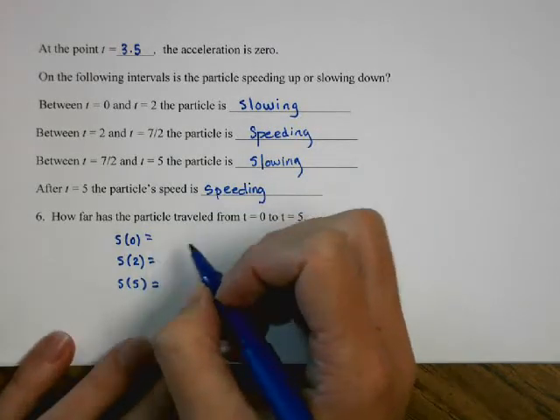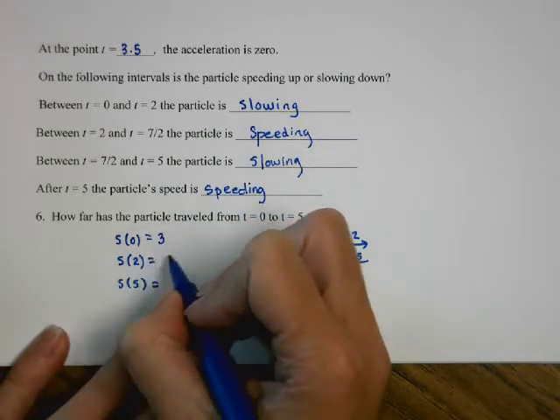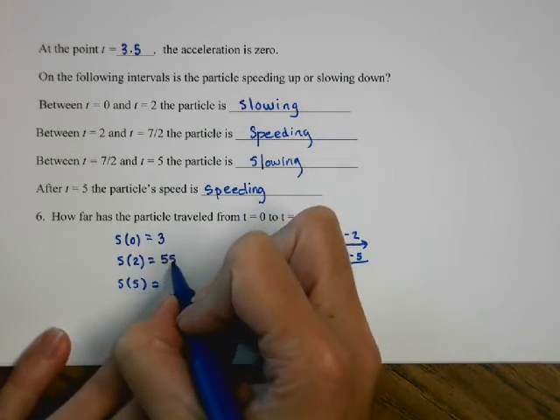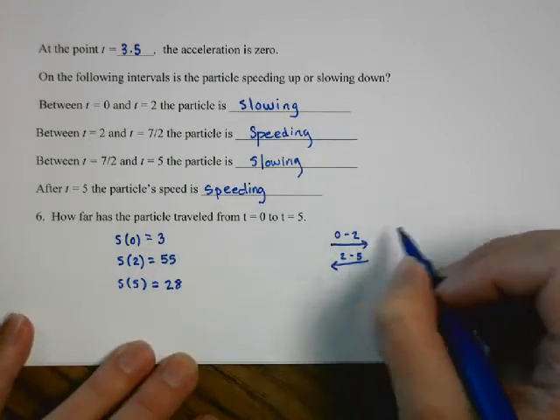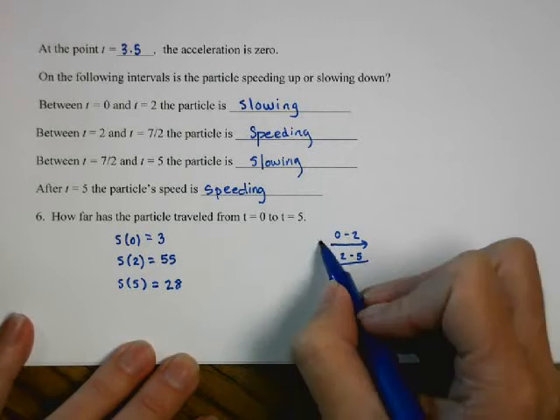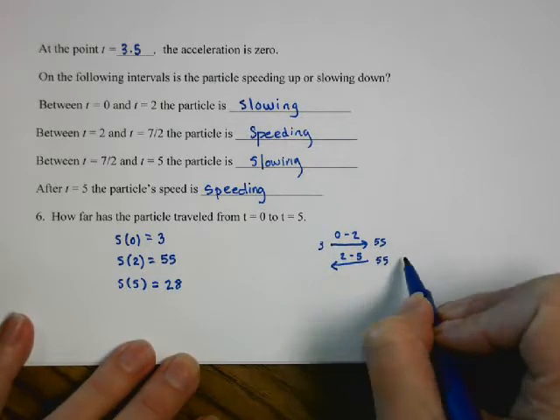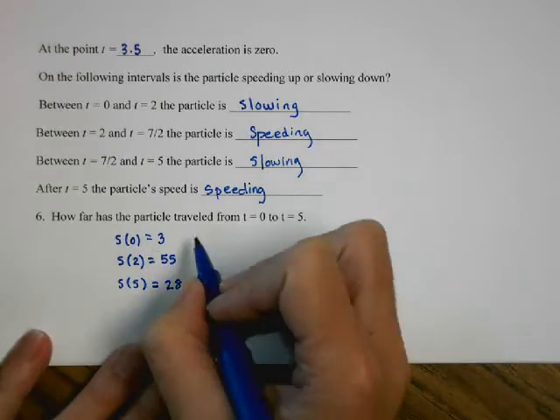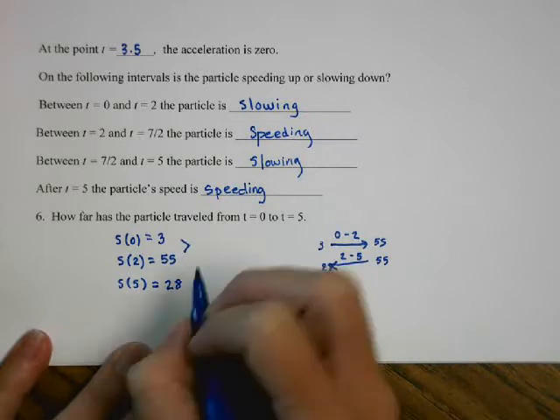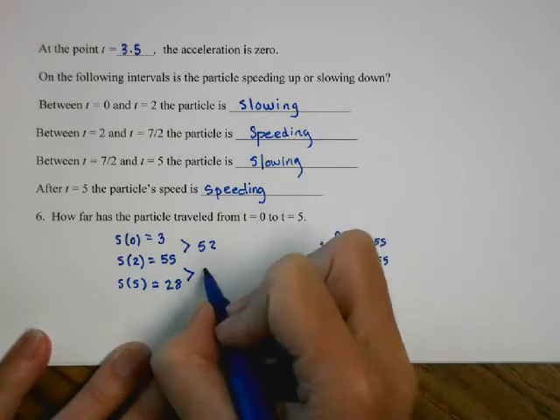At 0, it's at 3. At 2, it's at 55, and at 5, it's at 28. So it goes from 3 all the way up to 55, and then from 55 all the way back down to 28. So for the distance traveled, I'm going to look at how far apart those are, which is 52, and how far apart those are, which is 27.